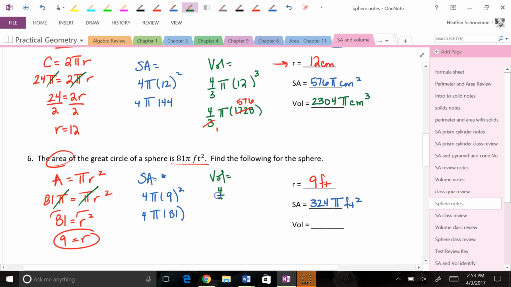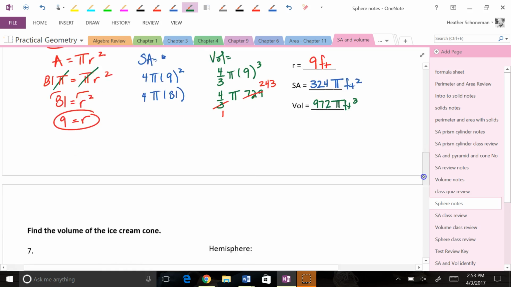Volume is 4/3 pi times the radius cubed. So we're going to have 4/3 pi, use your new button, and 729. Now we're going to check. 3 goes into the radius of 9, so 3 is going to go into 729. 729 divided by 3 is 243. So multiply straight across the top. 4 times pi times 243 gives us 972 pi feet cubed.